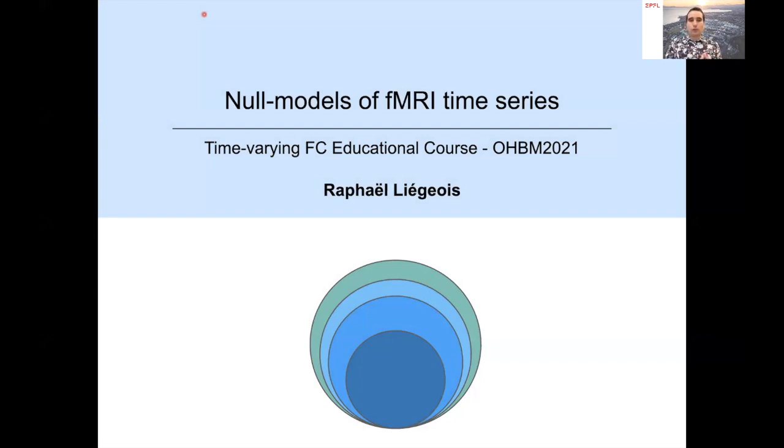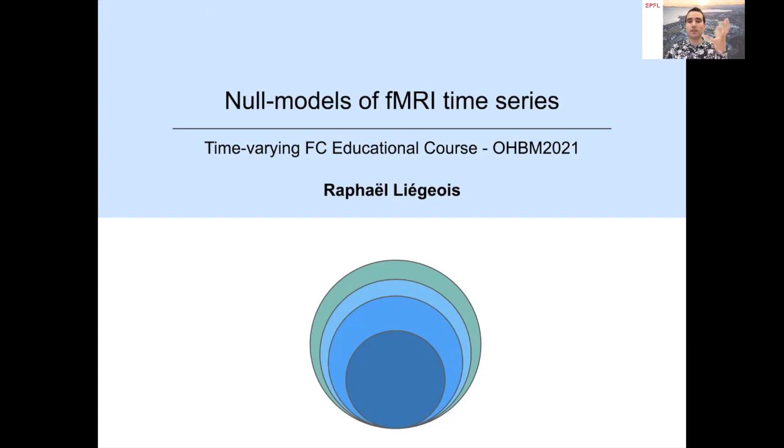So during the first course, Anjali presented the main and most important concepts to, for example, distinguish between dynamic and time-varying functional connectivity, and presented the main methods that have been developed to explore dynamic properties of fMRI time series, but also functional connectivity time series. And in this second presentation, what I want to do is focus on how to better characterize the nature of these dynamics that we observe in fMRI time series.